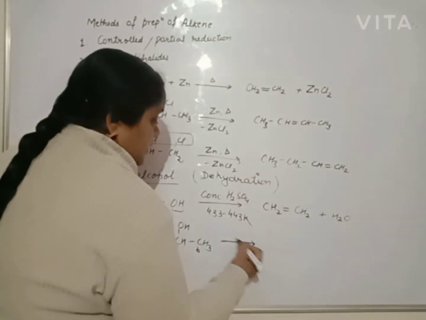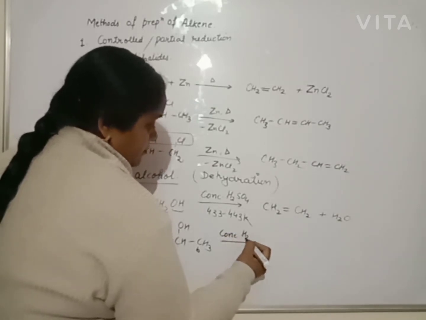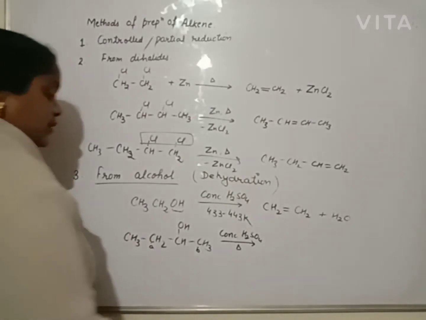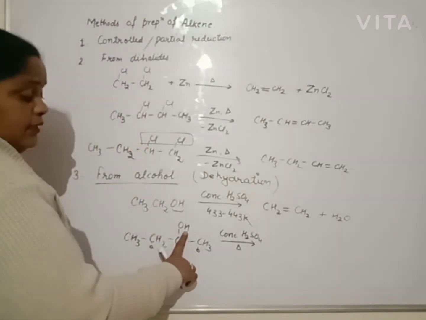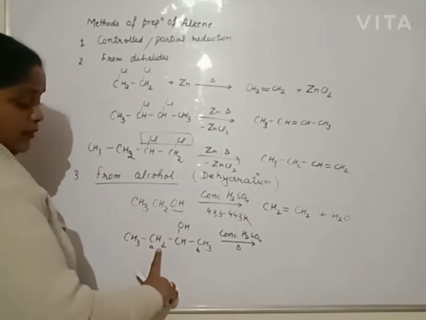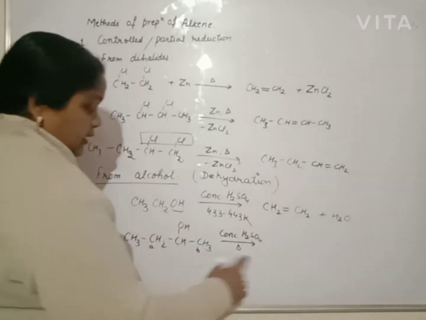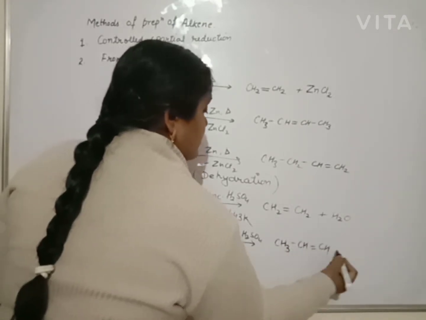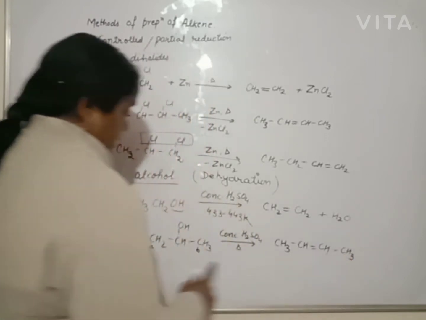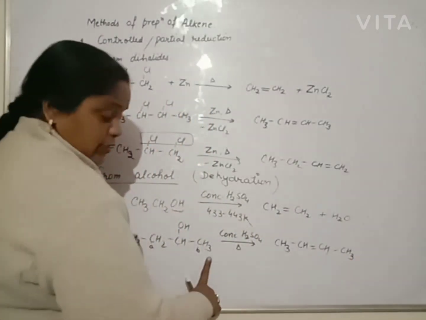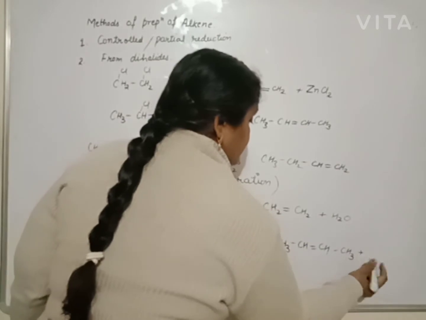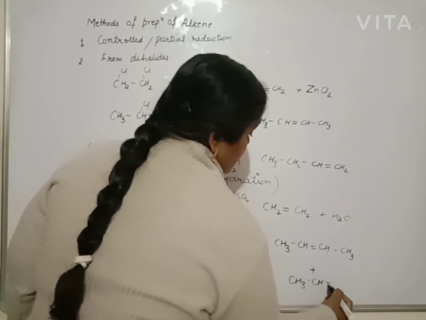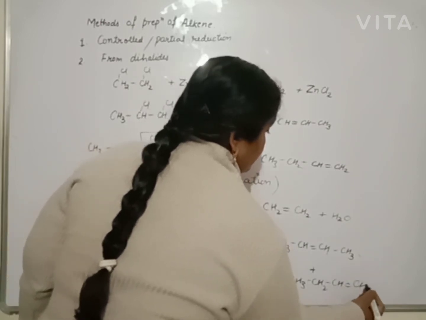When we add concentrated sulfuric acid at high temperature, then what happens? OH is removed from this carbon and hydrogen is removed either from A carbon or from B carbon. We get a mixture of two alkenes, but-2-ene as well as but-1-ene.